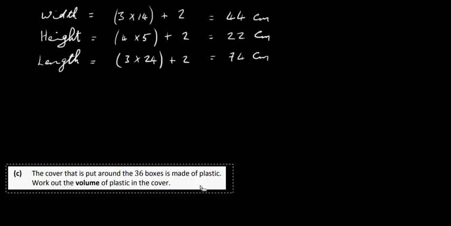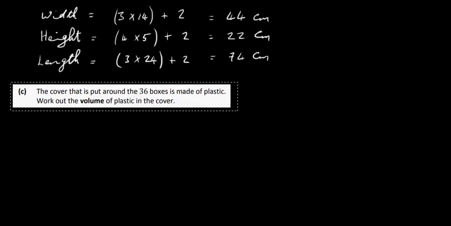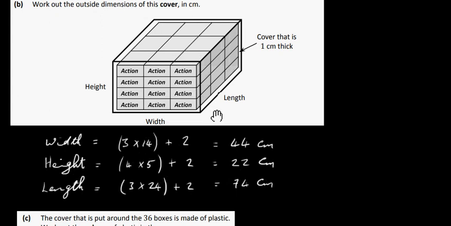Okay, so the next one then. The cover that is put all around these 36 boxes is made of plastic. Work out the volume of this plastic cover. A couple of ways of doing this. We could try to work out the dimensions of the plastic cover on its own. But the easiest thing to do would be to work out the volume of the entire cuboid, including all the boxes in between, work out the volume of all the boxes in the middle, and then subtract the two. That will give us the volume of the plastic. So that's the way I'm going to do it.